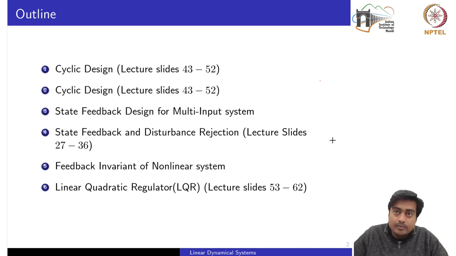In tutorial part 1, we had seen mainly the state feedback design for single input systems. In this tutorial, we will also see the problem of the state feedback and the disturbance rejection controller, which we have also defined as a robust controller. And we will also discuss the linear quadratic regulator problem in this tutorial.